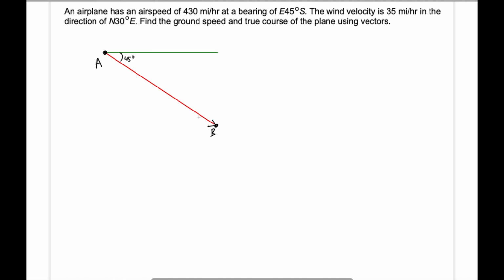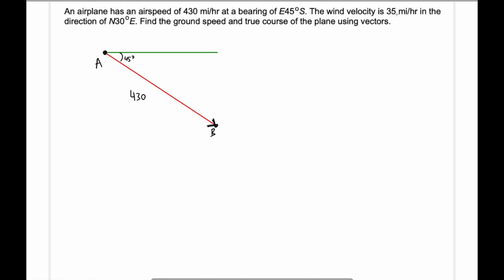Notice that I'm making it look like a vector with an arrowhead at the end. And this vector has a magnitude of 430, and this magnitude tells us the speed at which the airplane is traveling. However, it's not going to be the true speed and it's not going to be the true course, because there's also the wind velocity that exerts its own force on the plane.